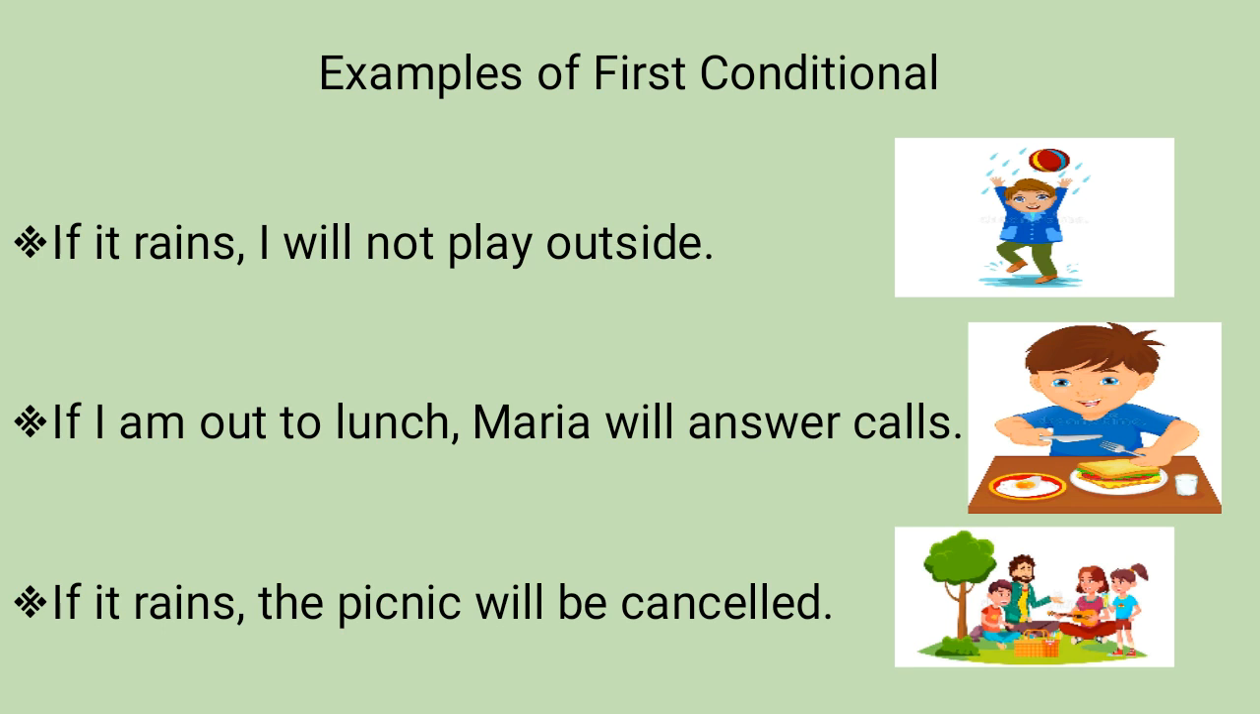It is also a general possibility that if you are not at your seat, someone will receive your calls and will give the answers to your calls. So the first part is present and the second part is future. If it rains, the picnic will be cancelled. It is also a general possibility. Are you getting me?